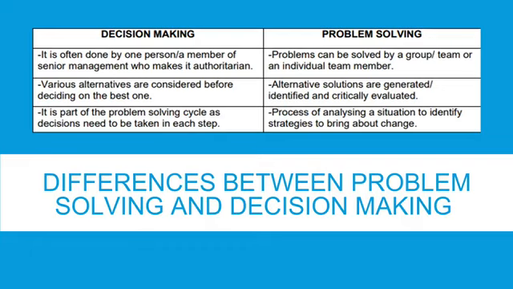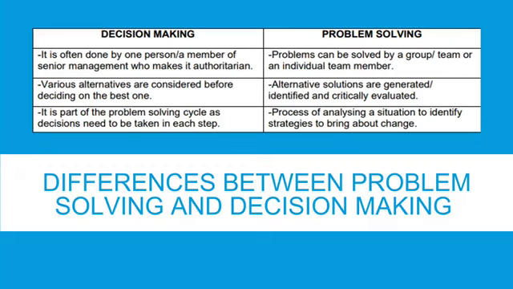Whereas on the right-hand side, you can see problem solving, and you can see how they're associated or opposites, in that it says problems can be solved by a group. So decision making is by one person or a member, whereas problem solving is solved by a group. So you can see how they are opposites there. Then we move on to the next one.